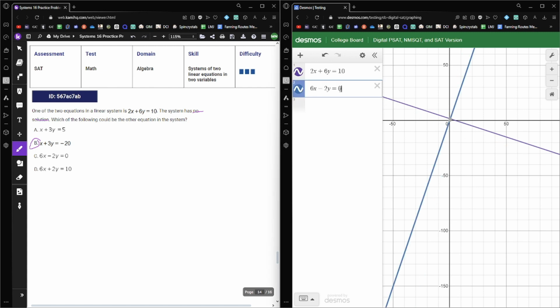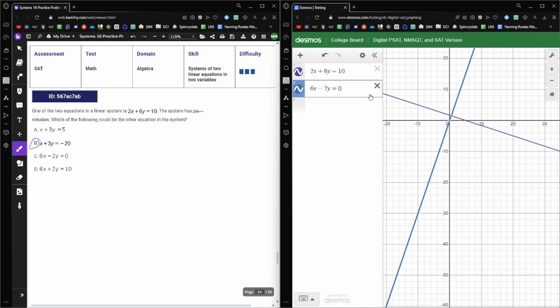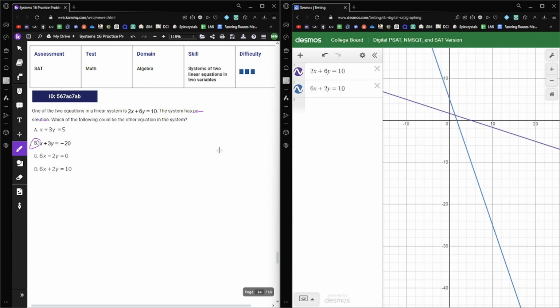6x minus 2y equals 0. Okay, no, that clearly has an intersection, or one solution. And 6x plus 2y equals 10. This one also has one solution, so our answer is B.